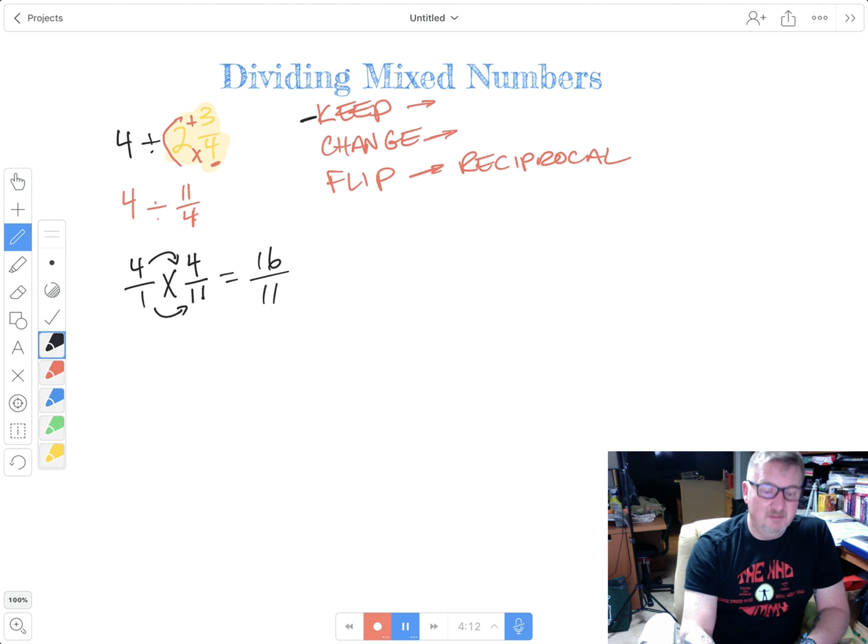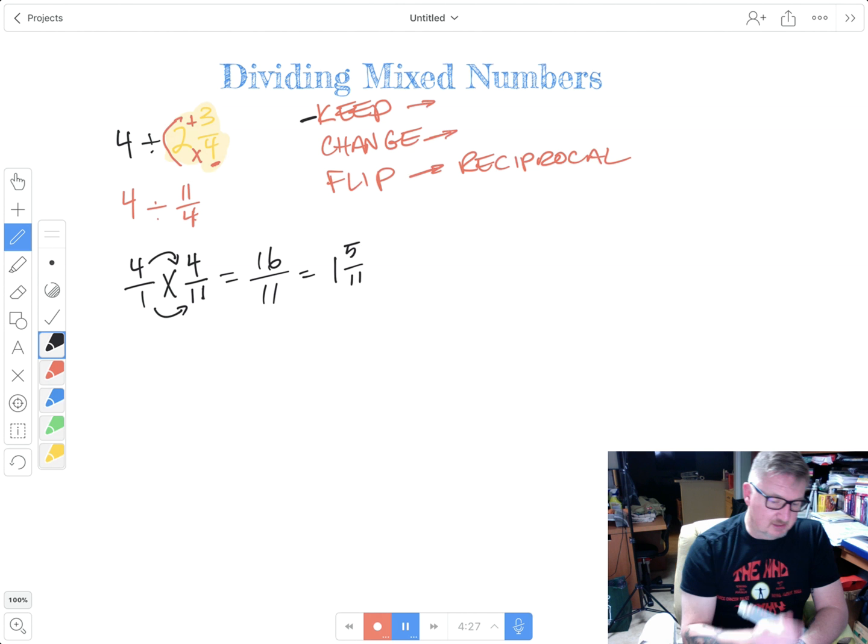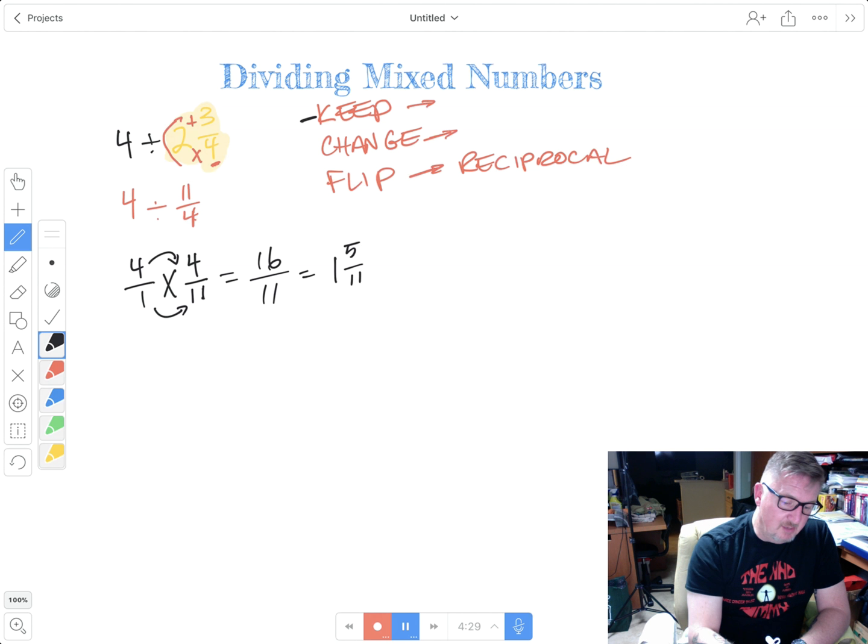Top number is bigger than the bottom number, so I have to turn it into a mixed number answer. All right, 11 will go into 16 only one time. If I subtract 11 from 16, that leaves me 5. So my answer is 1 5/11, and that is the correct answer. So keep that in mind.